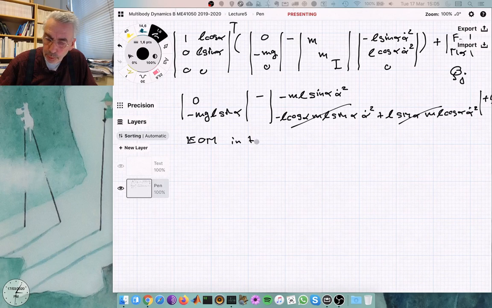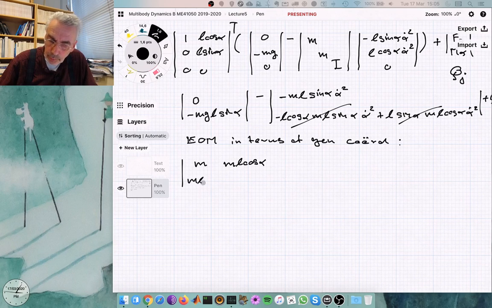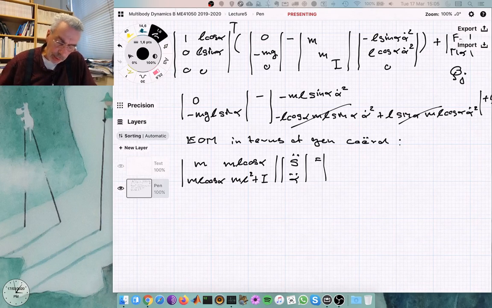Equation of motion in terms of our generalized coordinates. What do we get? Well, we have this mass matrix M, and then we have ml cosine alpha, ml cosine alpha, and then we have ml squared plus the mass moment of inertia, times s double dot, alpha double dot, equals, and then on the right hand side, for generality I write fs, but that's usually 0. Then here we have this term, and that becomes a plus, so plus ml sine alpha alpha dot squared.